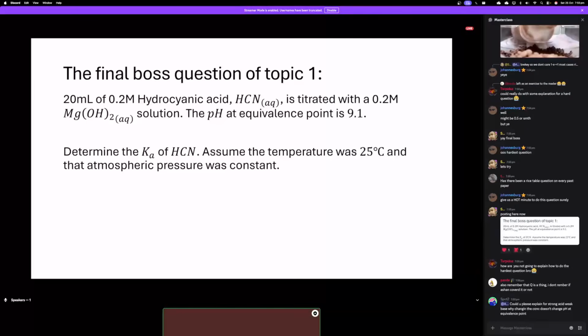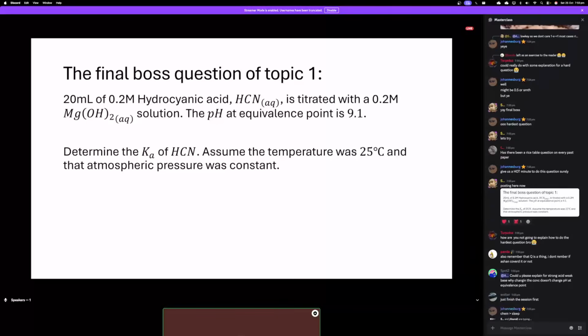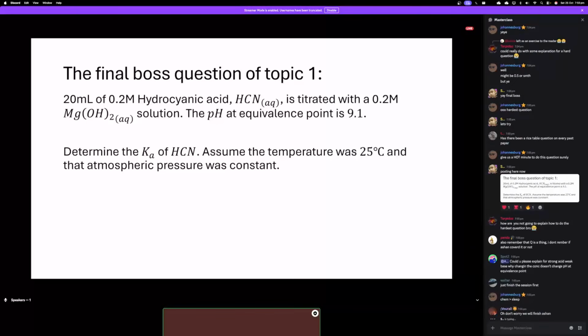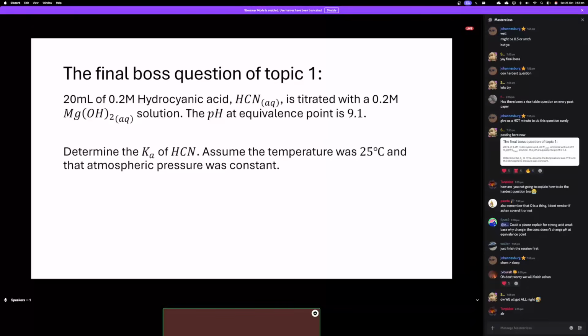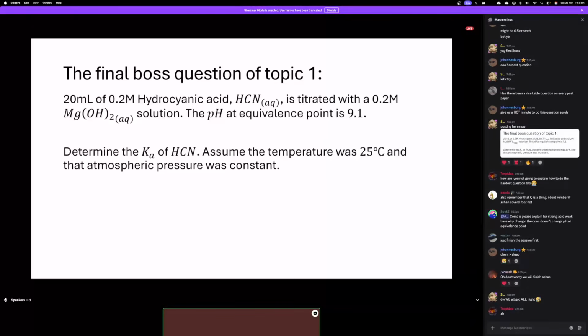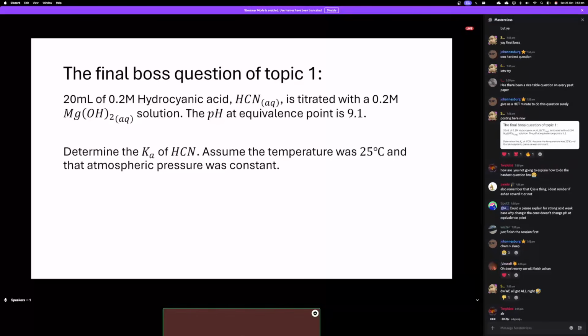I will explain how to do it. I just don't think I have time to do it right now. I'm going to post it later, and I will post my full solutions. Explains for strong acid, weak base, why changing the concentration doesn't change pH and equivalence point. I'm not sure I understand your question.